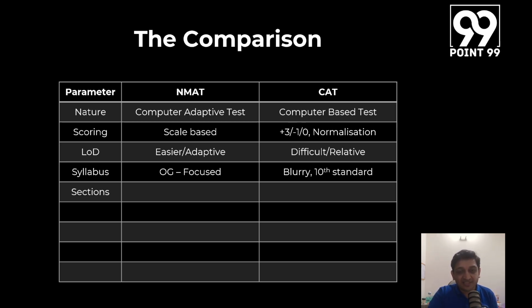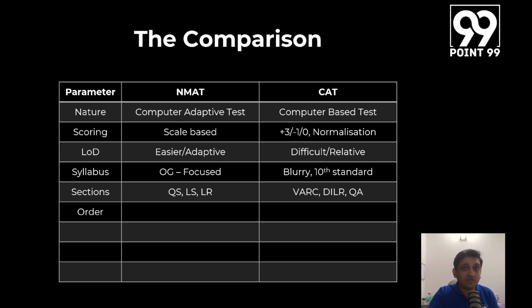In terms of the sections, both the tests have 3 sections. NMAT has 3 sections, namely quantitative skills, which is QS, LS, language skills, and LR, logical reasoning. They roughly correspond to the 3 sections of the CAT, wherein you will have a VARC section, which is the verbal ability and reading comprehension section, and then there will be a DILR, or data interpretation and logical reasoning section, followed by a QA or quantitative ability section.